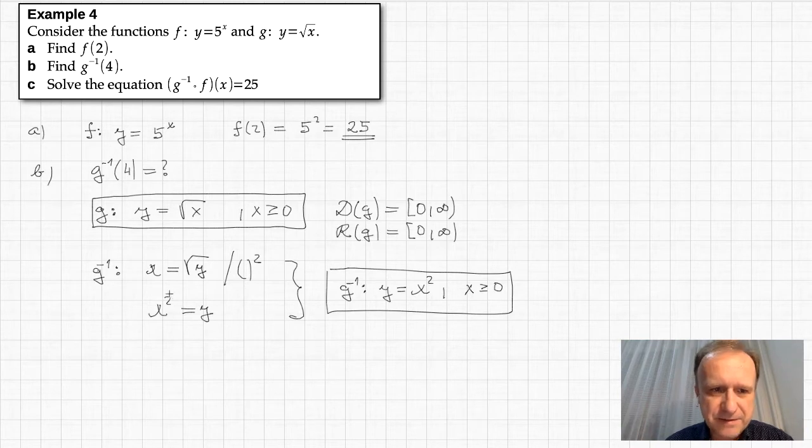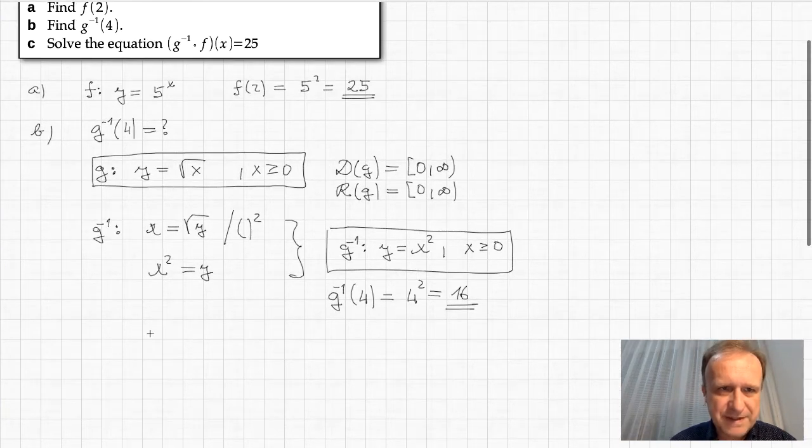Now let us do what we are asked to do in this exercise. In part B, we are asked to find the value of the inverse function at 4, so g inverse of 4. To do that, we take the formula for the inverse function and replace x by 4. So what we get is 4 squared, which is 4 times 4, it's 16. And hence this is the answer for part B.